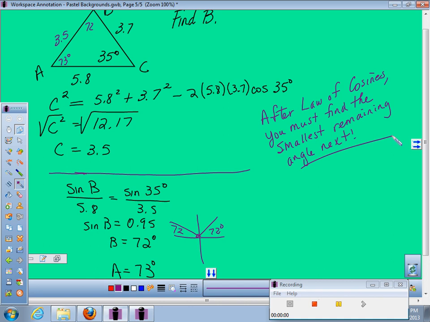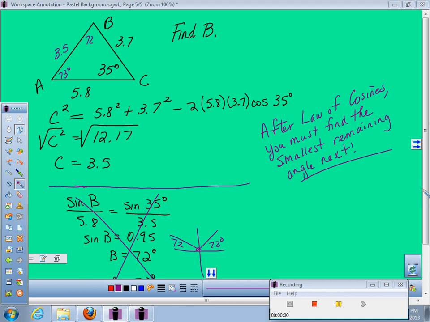Okay, so in this one, you would not have done this. In this problem, once you got done with your law of cosines and got your 3.5, you would have looked up here at the side lengths and gone, which of these angles was actually going to be the smallest of the two that were left? Did A or B have to be the smaller angle? So you needed to find A next. So if it says find B and we can't, you just have to find the other and then subtract and get B at the end.